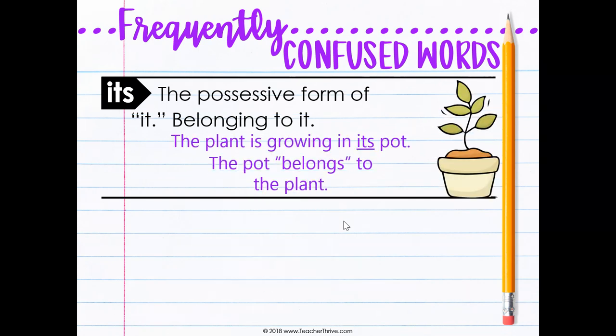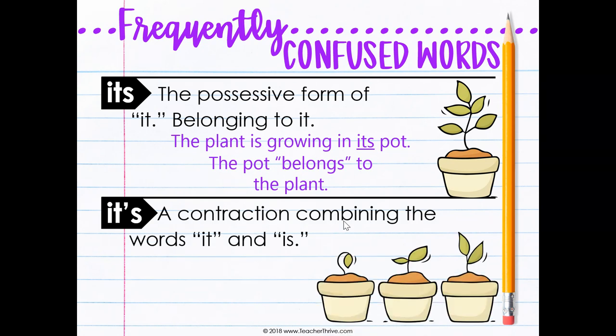Okay, same thing for its and it's. When you see apostrophes, you need to think, okay, that's a contraction because it's short for, well, it's is short for it and is. So its, ITS, the possessive form of it, belongs to it. The plant is growing in its pot. So it's talking about the plant's specific pot. The pot belongs to the plant. The contraction it's is the words it and is. It's growing. IT apostrophe S. It is growing.